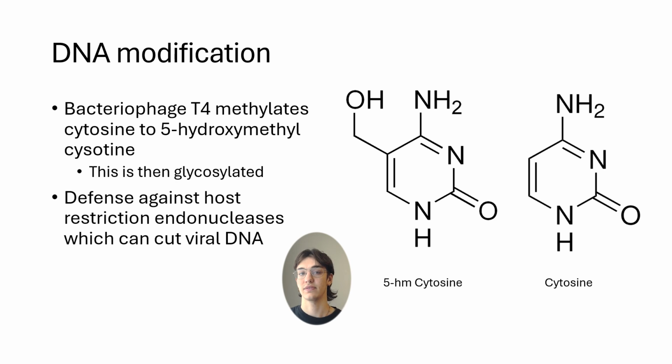Phage T4 also modifies its own DNA. The cytosines that are present in the phage T4 genome are hydroxymethylated. So as you can see on the right here, this is a regular cytosine, and on the left, you have your 5-hydroxymethylcytosine. This can then be glycosylated, so adding sugars onto these cytosines. This is a great defense against host endonucleases, which can normally recognize viral DNA and cut them so that they become inactive. This is a defense mechanism that T4 uses against those endonucleases to make sure that its DNA is preserved. A number of other bacteriophages can also do this, but T4 is one of the main examples.